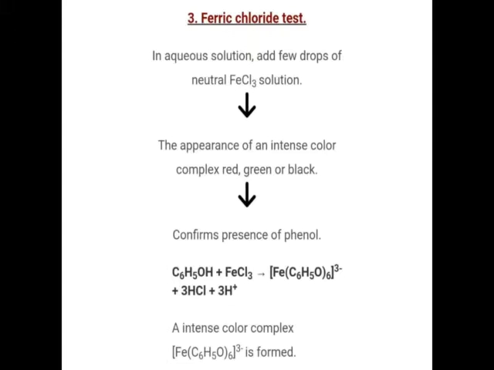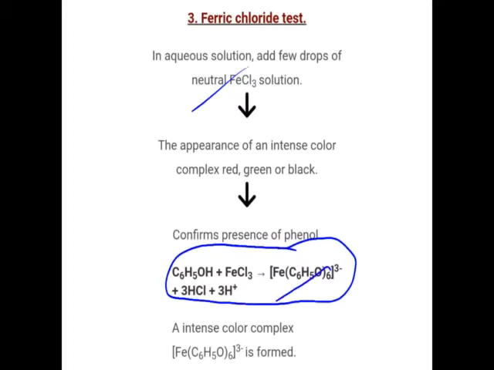So during these identification tests, or the qualitative tests for phenols, there are some reactions which are also important. In the ferric chloride test, the phenol reacts with the neutral solution of ferric chloride, and it forms this complex. This complex is an intense color complex. It may be red, green, or black, depending upon the concentration of phenol we added. But it is an intense color complex, and if it is formed, we can say that the phenol is present.